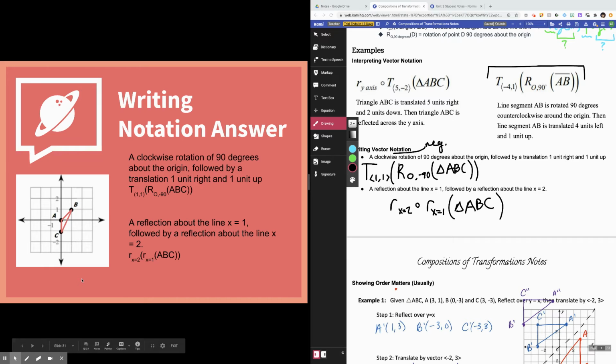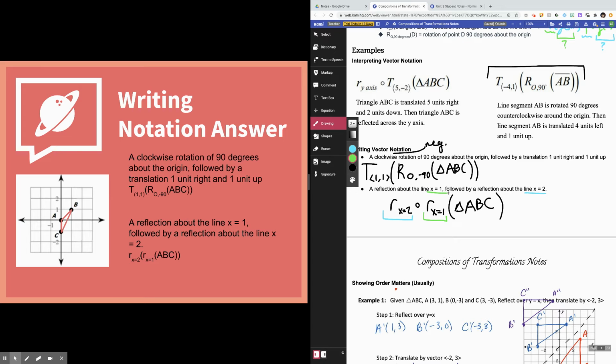All right, folks, so you can see the answer there to that second one on both the left and right side of your screens. So we did a reflection about the line x equals 1 first, which is this part here. Let me do that in a different color. Which is this part here, right? We're still taking triangle ABC, reflecting it over the line x equals 1, and then second, reflecting it over x equals 2.